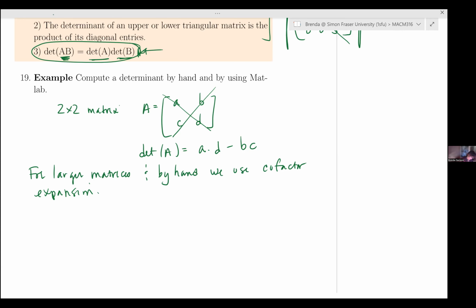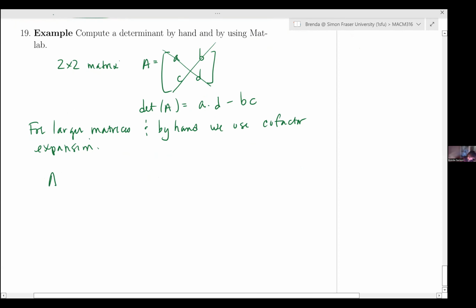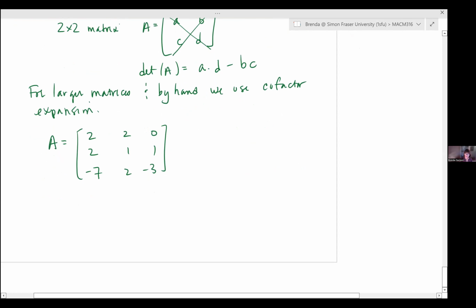Okay, so let's do one that we would do by hand. We'll take a 3x3 matrix: 2, 2, 0, 2, 1, 1, -7, 2, -3. We are going to do this by cofactor expansion. Now, this is just a simple single example. If you are rusty on this and can't remember how to do it, certainly do more examples than this, read through the textbook, and think about what you're doing. Do enough practice so that you've got this skill back.